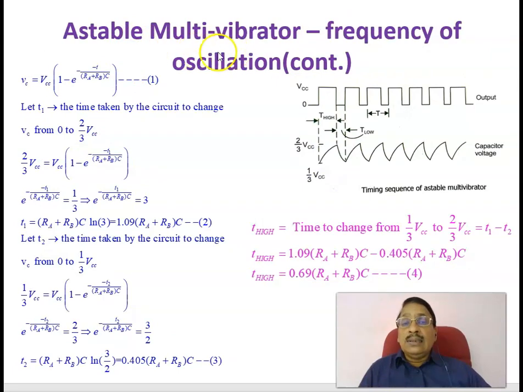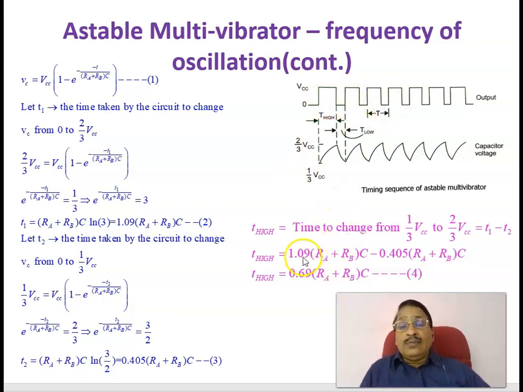Now let us see the calculation of the frequency of oscillation of the astable multivibrator. When the capacitor voltage changes from 1/3 VCC to 2/3 VCC during charging, you get a high output, represented as T high, the time duration for which the output is high. When the capacitor voltage discharges from 2/3 VCC to 1/3 VCC, the output is low for T low. T low plus T high is the total time period, which keeps repeating. We have to derive T high and T low; their sum is the total time period T, and 1/T gives the frequency.